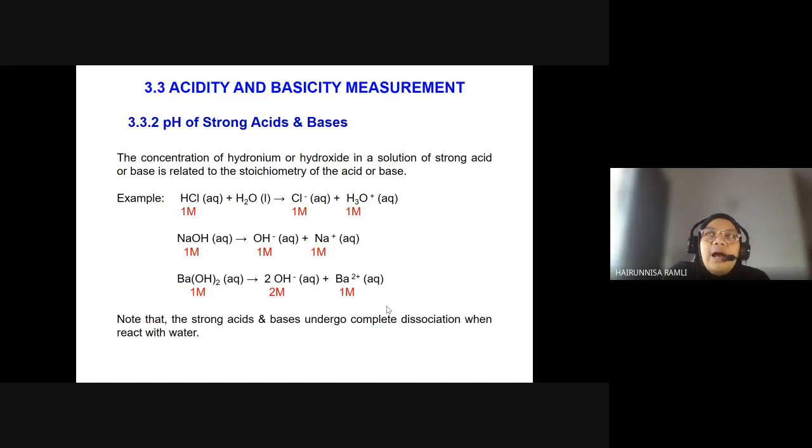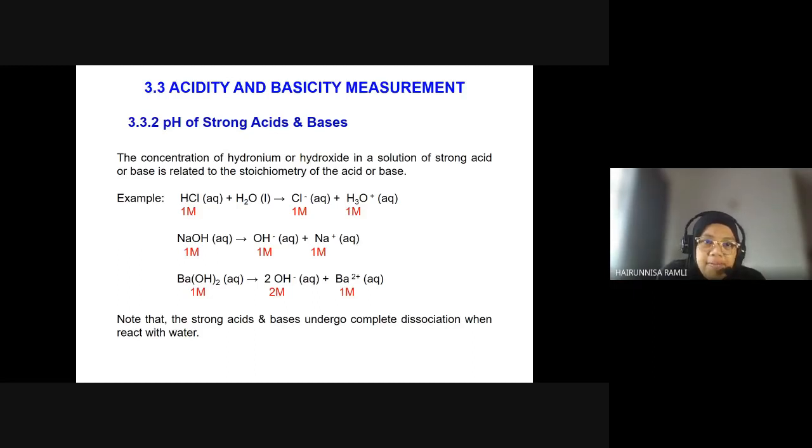Benda ni you dah apply actually dalam chapter 2, chemical equilibrium, weak acid weak base. But then again, dia step dia lebih panjang lah daripada strong acid strong base. Okay, so we move one by one. So for pH of strong acid, strong base.